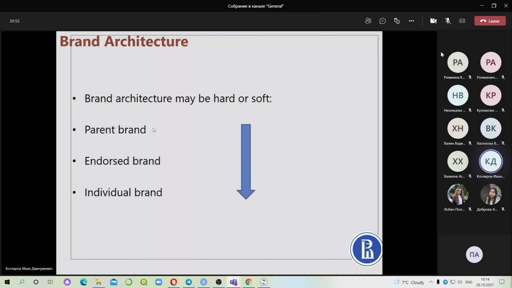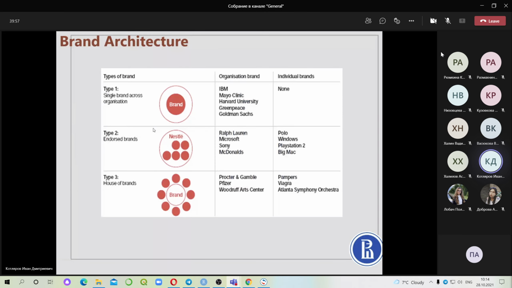Let's go. Here we are, brand architecture. Here we have three types of brand architecture actually. There is a general brand, a corporate brand actually, which is used for all types of the company's activities. So there is a single brand across the organization. IBM, you probably have heard about this brand. Mayo Clinic. Do you know this brand, guys?